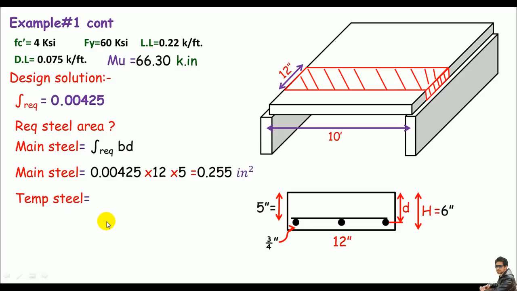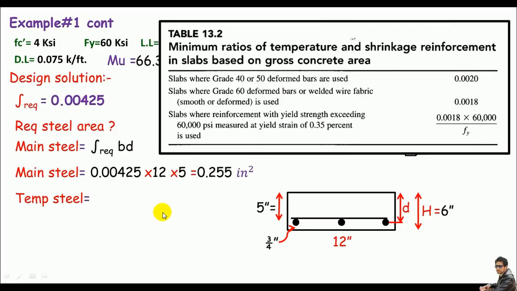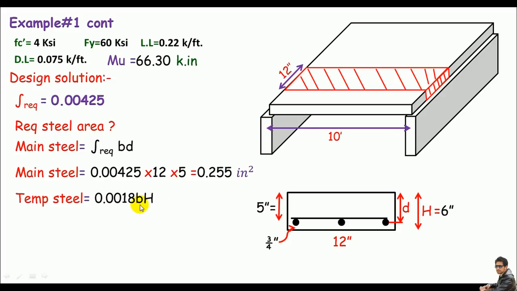Let me do this from a nice table, Table 13.2. I just took this screenshot from the same book, Design of Concrete Structures, written by Nelson. Now let me pick a nice option. These are the minimum ratios of temperature reinforcement in a slab based on cross-sectional area. If you look at step 2, I think this is the best choice for me, which is 0.0018. So I'll take this one. So 0.0018 times b h will be the temperature steel area.